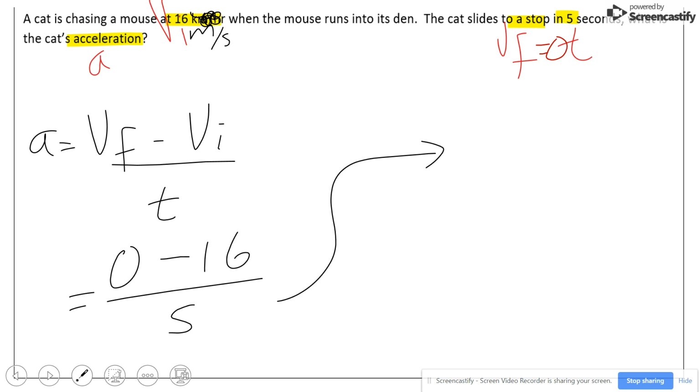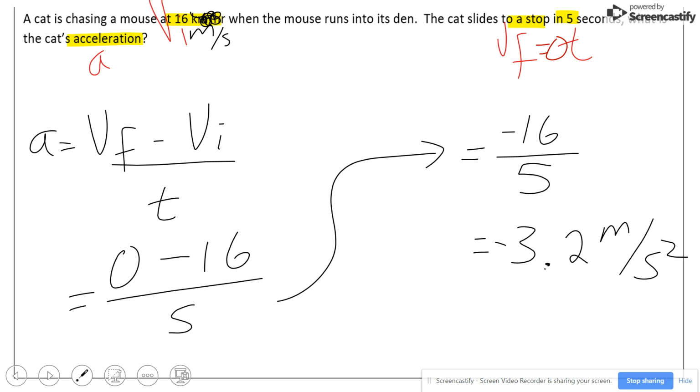It's not an S. So if you work this out, again, 0 minus 16 should be negative 16. And then we're going to take that divided by 5. And when we punch this into our calculators, you should get negative 3.2 meters per second squared. And so that's how you would go through and do acceleration problems. The biggest thing is trying to figure out what your initial and final velocities are.